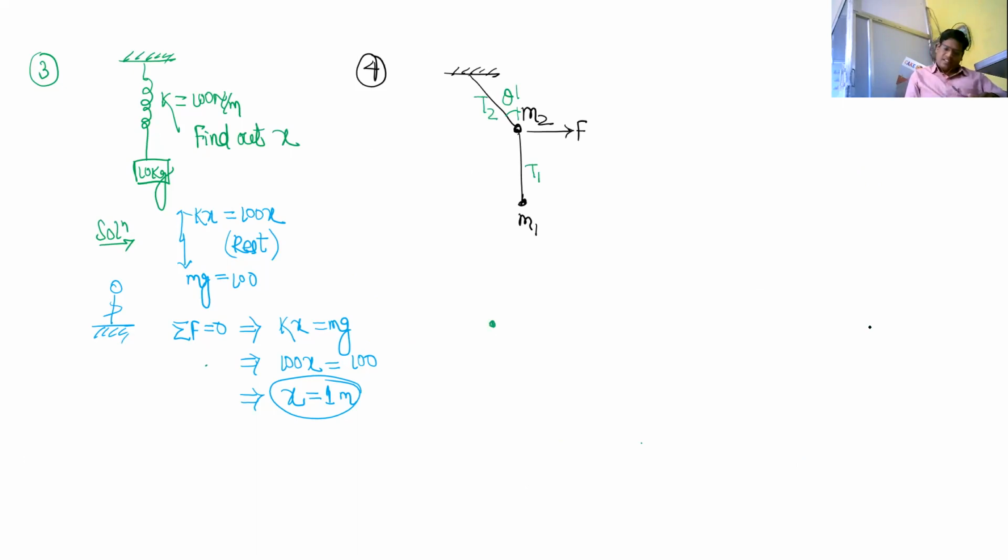Again choose the system. So m1 is my system. Draw free body diagram. Downward m1g, upward tension. Choose coordinate axis and then write equation. So when I write equation, net force equal to 0, so tension T equal to m1g. Have you got this?